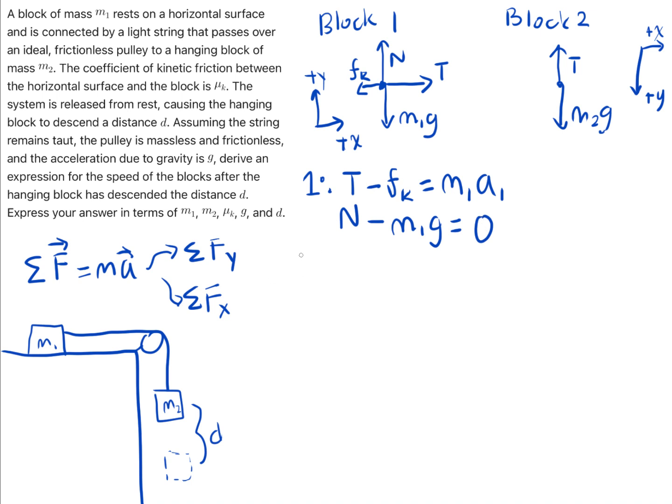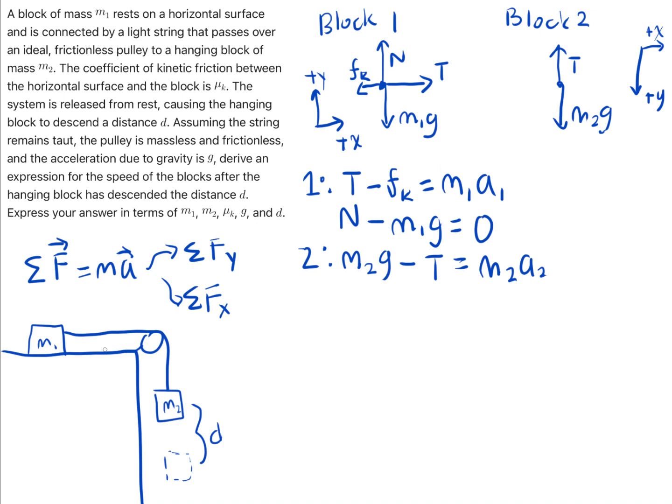And now let's do the same thing for block 2. For block 2, since we picked the positive y direction to be downwards, and you don't have to do this, you could also pick it pointing upwards, you'll just have different signs for your acceleration. We can write that the summation of the vertical forces for block 2 is m2g, which points in the positive y direction defined here, minus the tension force, which points in the negative y direction. And that's equal to the mass of block 2 times the acceleration of block 2.